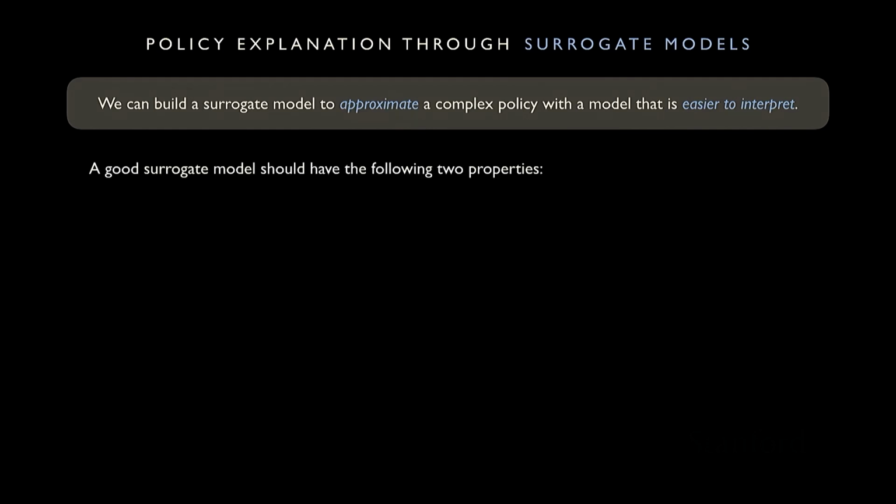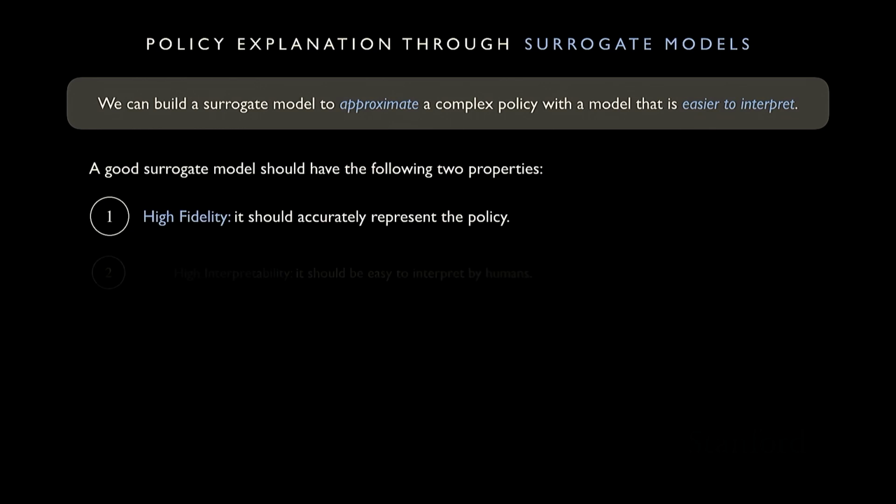As we think about what to use for a surrogate model, there are a couple of things to keep in mind. One is that we want our surrogate model to have high fidelity, so it should accurately represent the policy that it's modeling, because if it doesn't, trying to explain that policy won't make much sense, since it doesn't match the policy we're trying to explain. Second, we want it to be interpretable, because we want to be able to look at it ourselves and draw conclusions about what the agent is doing.